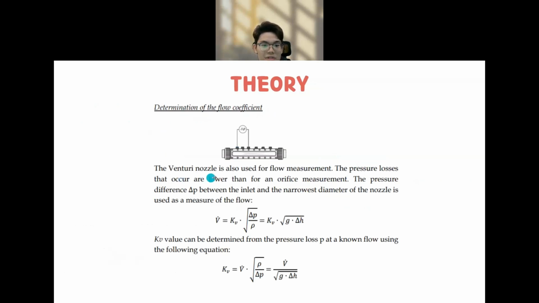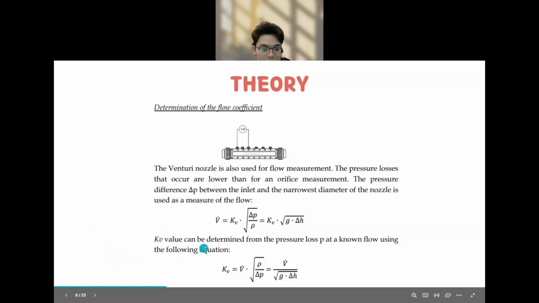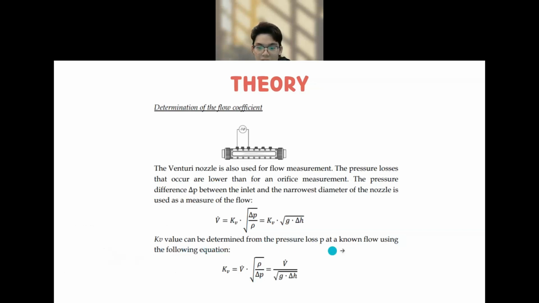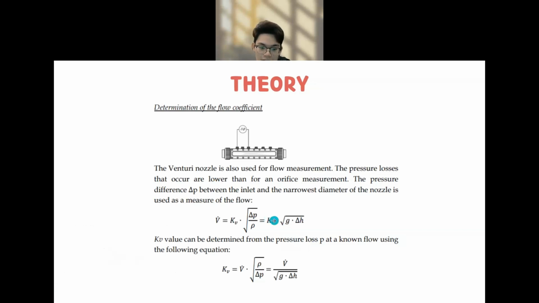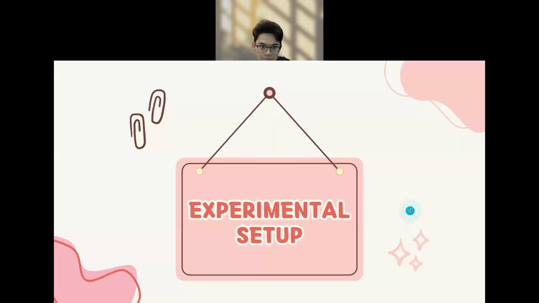Determination of the flow coefficient. The Venturi nozzle is used for flow measurement. The pressure losses that occur are lower than for an orifice measurement. The pressure difference between the inlet and the narrowest diameter of the nozzle is used to measure the flow. V equals kV times square root of delta P over rho, which equals kV times square root of g delta H. kV can be determined from the pressure loss at a known flow using the equation kV equals V times square root of rho over delta P, which equals V over square root of g delta H.